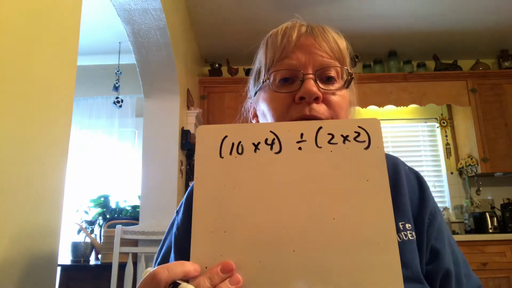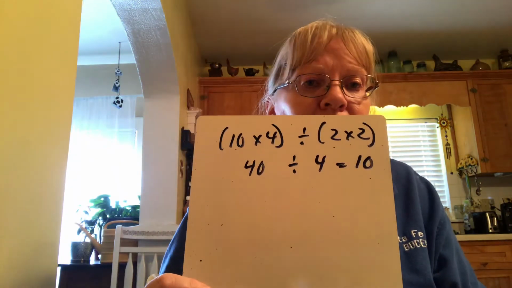Okay, now I'll do another one. 10 times 4 divided by 2 times 2. All right, 10 times 4 is 40. 2 times 2 is 4. So we've got 40 divided by 4, which is going to be 10. Okay.